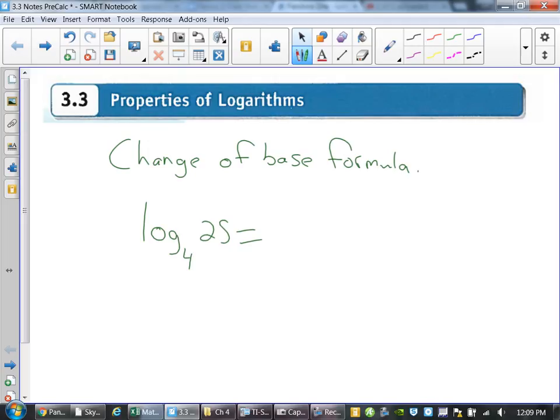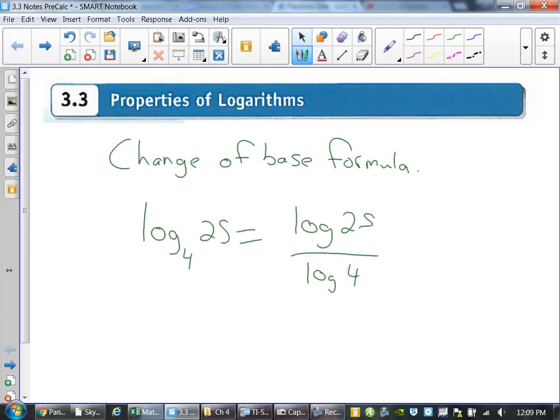Basically what happens is, in order to do this, if your calculator doesn't allow you to change the base, you take the log of 25 divided by the log of 4. That's all that is. It is straight calculator stuff. The calculator is written in a standard base 10. So if you don't see it written as log base 10, that just means it's implied as a base 10.